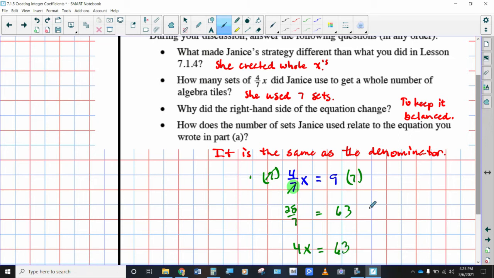So that is going to be a strategy that we're going to use. We're going to look at our coefficients. We're going to identify the denominators, and we're going to choose to multiply both sides of the equation times that number, that's the denominator, and that will effectively cancel out the denominator and get us a new equation that is equivalent to the original.